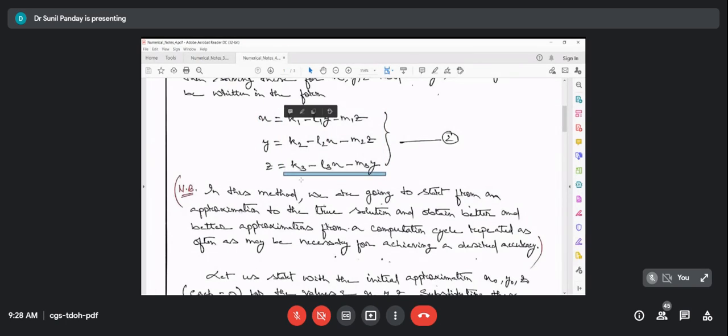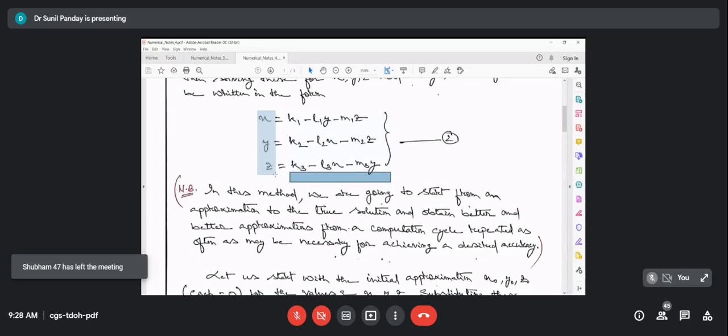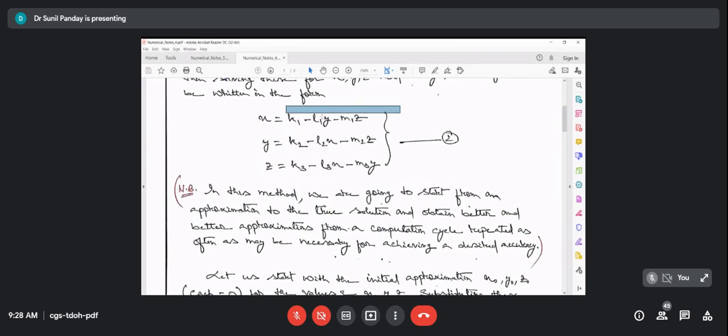We substitute the values from the previous step into the right side of equation 2 and get the updated value on the left side of equation 2. So here on the left side I write x as x(k+1), y as y(k+1), z as z(k+1), and on the right side I write y as yk, z as zk, x as xk, z as zk, and similarly x as xk and y as yk.